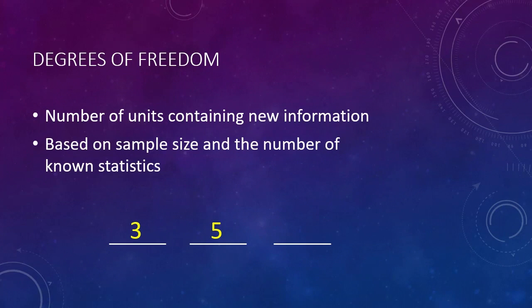All right, let's keep it simple and consider a sample of size 3. I'm going to place the scores for each unit in the sample on these 3 lines. I have a score of 3, a score of 5, and what's the third score? We don't know. It could be anything. In other words, for this sample of size 3, all 3 units provide us new information. There are 3 degrees of freedom.